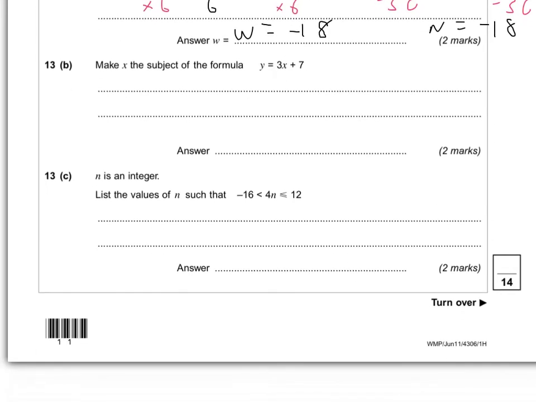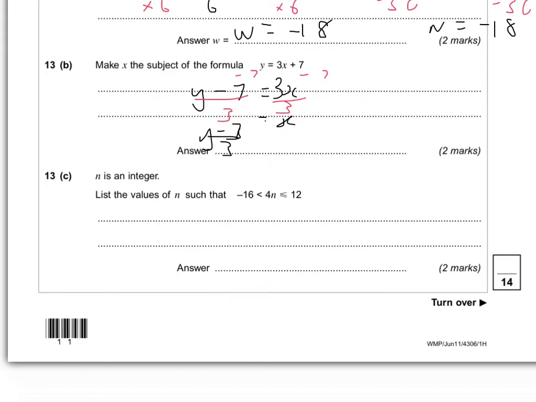13b, make x the subject of the formula. Making x the subject means getting x by itself, so what we want to do is get 3x by itself and then x by itself. To do that, the first thing you have to do is take away 7 from both sides. So if you take away 7 from both sides, you get y take away 7. And then to get from 3x to x, you divide both sides by 3. So that is y minus 7 over 3.